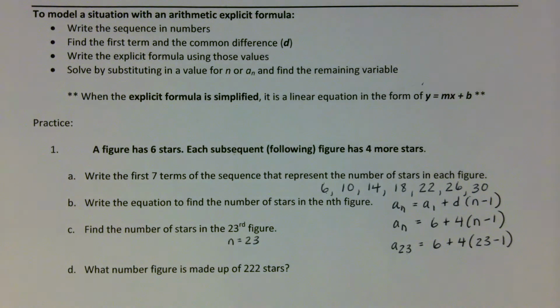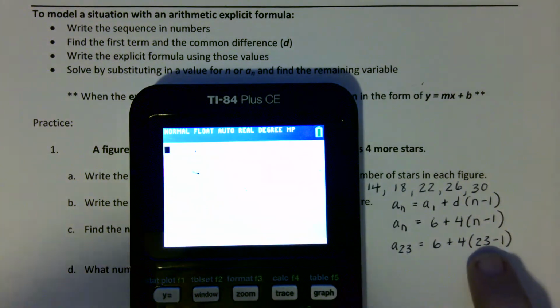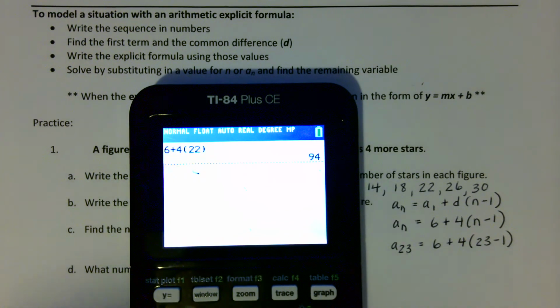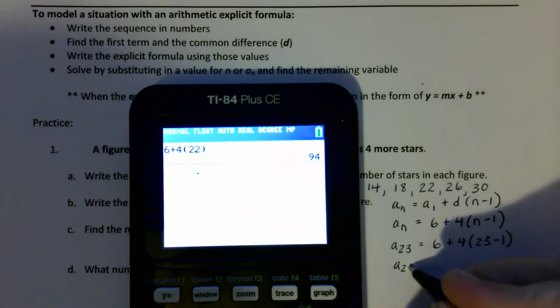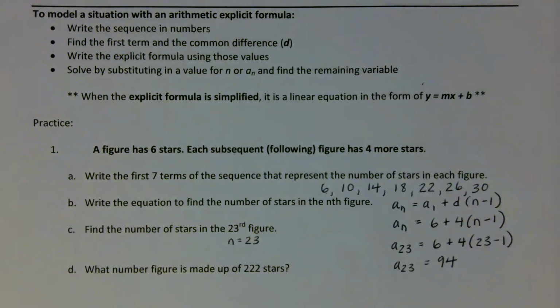Okay, you can grab your calculator. When I put this in, you know that 23 minus 1 is 22, so then it's easy to just put 6 plus 4 times 22, and we get 94. So our 23rd figure would have 94 stars.